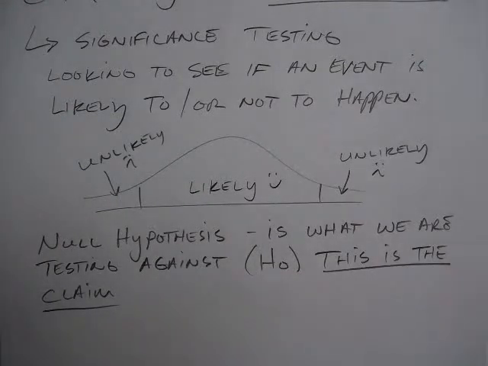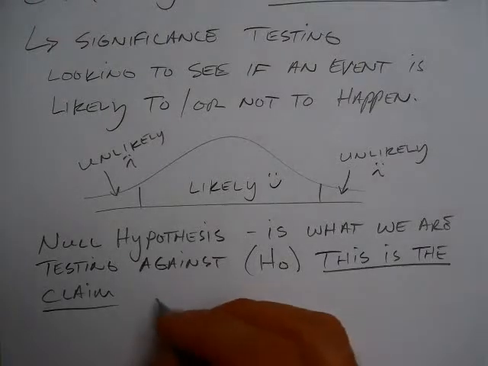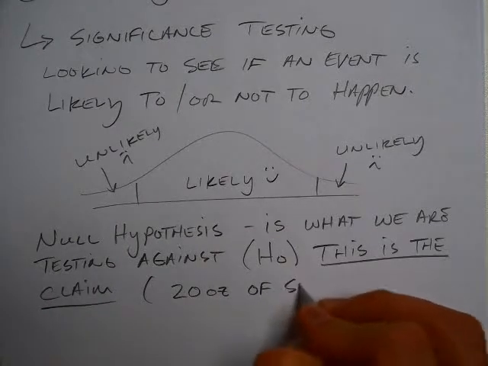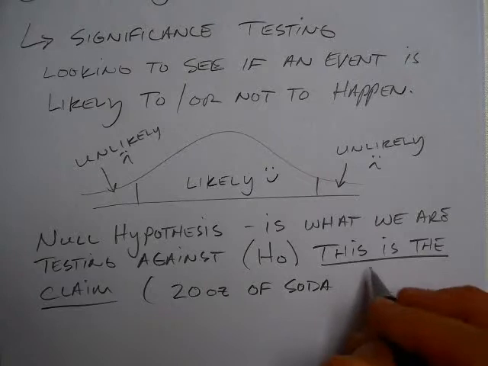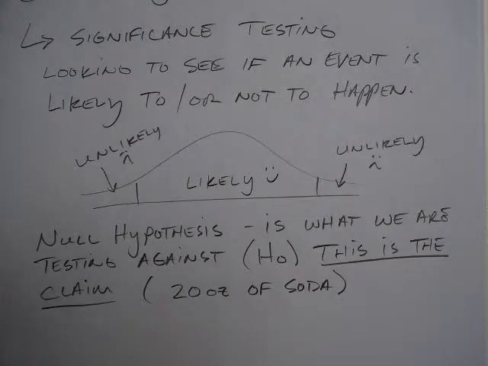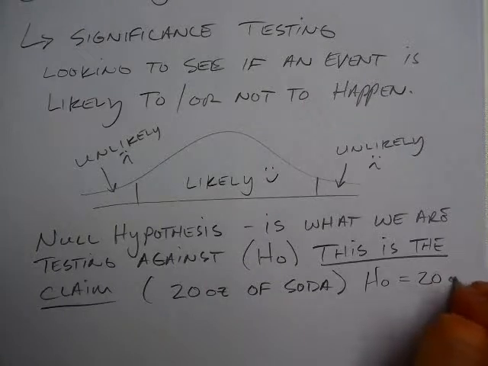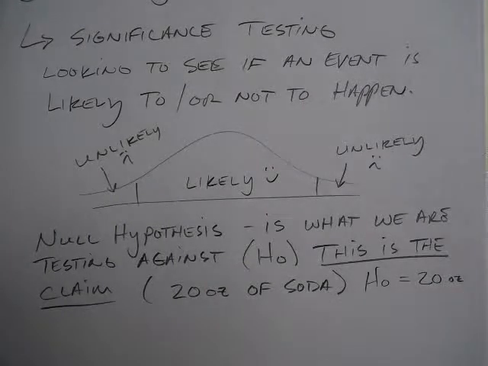A great example of the claim is if you go to the store and you buy a bottle of soda, or you go to the vending machine and you buy a bottle of soda. On the bottle it says 20 ounces of soda is in the bottle. Okay, that's the claim. So we would say the H0, the null hypothesis, is 20 ounces. Another way to think of the claim, that's the mu, the population mean. So the company is claiming that their bottles have 20 ounces.